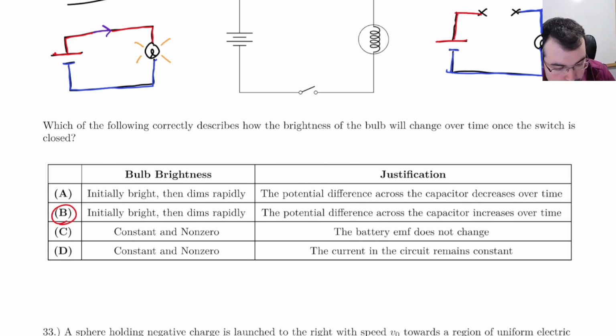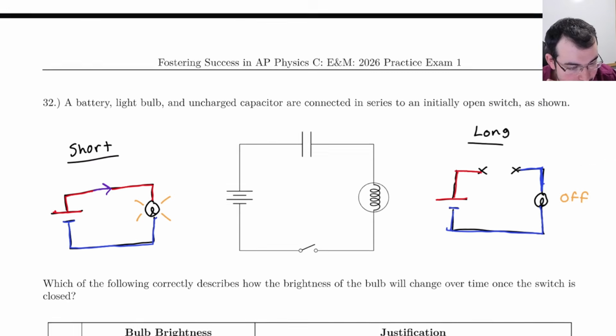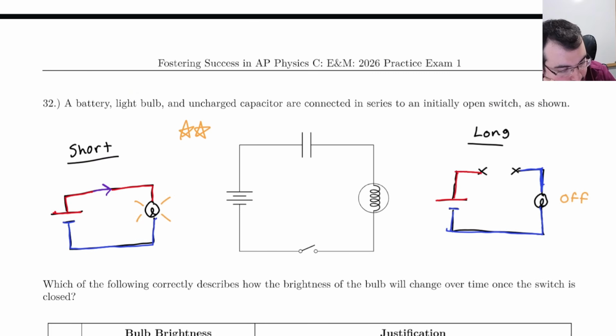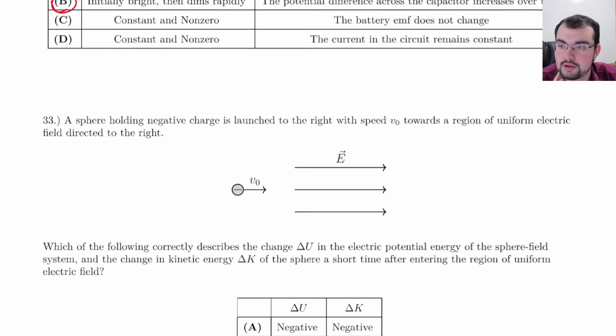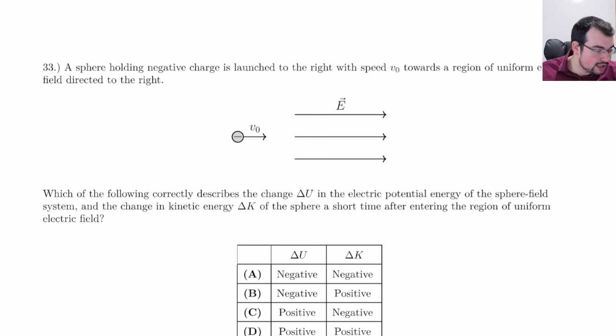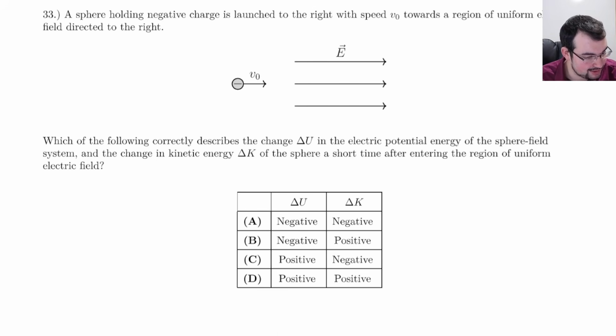It's B. Potential difference across the capacitor increases over time. Solidly 2-star. A sphere holding negative charge is launched to the right with speed v0 towards a region of uniform electric field directed also to the right. What describes delta U and delta K?